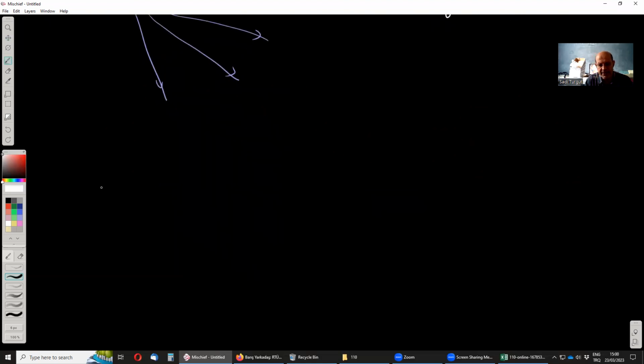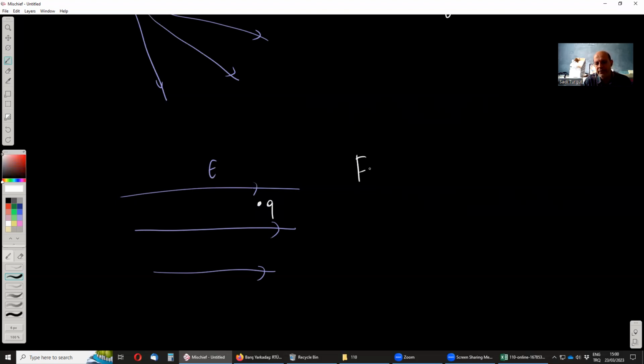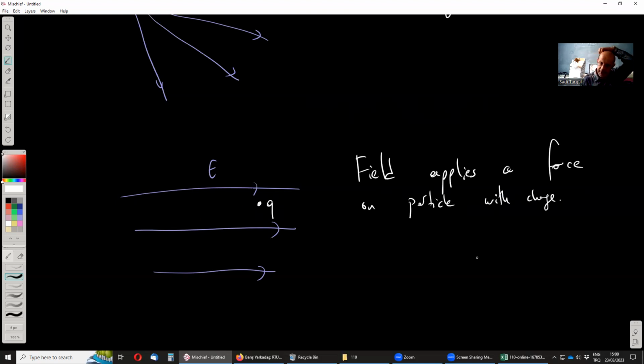There is a second aspect here. If there is a field present, perhaps produced by some other charges, and we have a charge placed within that field, in that case we say that the field applies a force on the particle with charge.